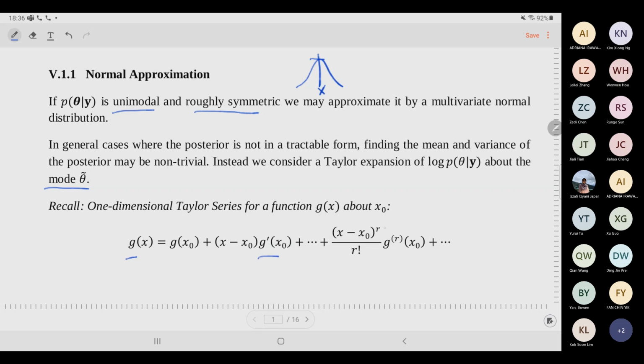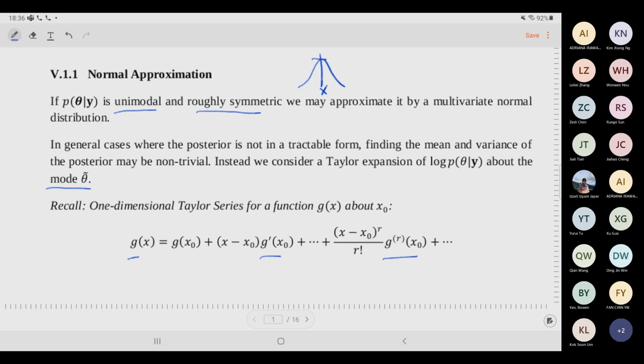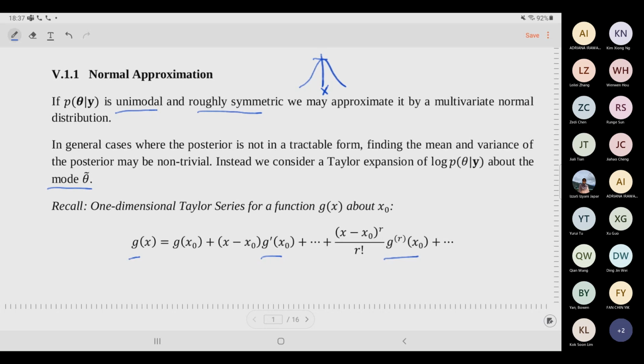And then you have the power r and r factorial, and this is the r-th derivative and so on. So we can go from the 0th derivative and then the first derivative up to r. But usually, if you use it for approximation, you only use up to two differentiations, up to r equals 2 actually.